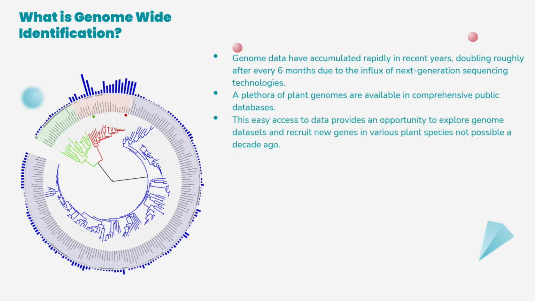This easy access to the data provides the opportunity to explore genome datasets and recruit new genes in various plant species, which was not possible a decade ago because in past years many genomes were not available to the public. But now, due to NGS technologies, a lot of genomes are being sequenced. So many gene families have been published from these public datasets. So basically, what is a gene family? A gene family contains a group of genes that are identified in a certain gene family.